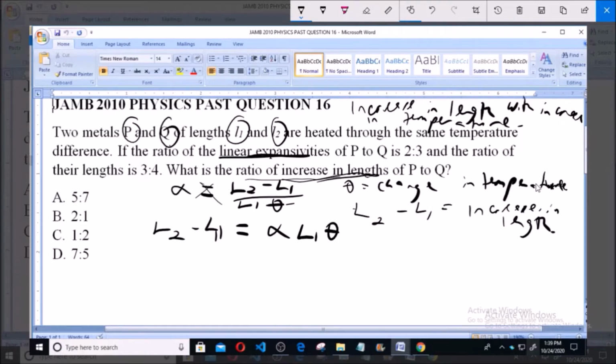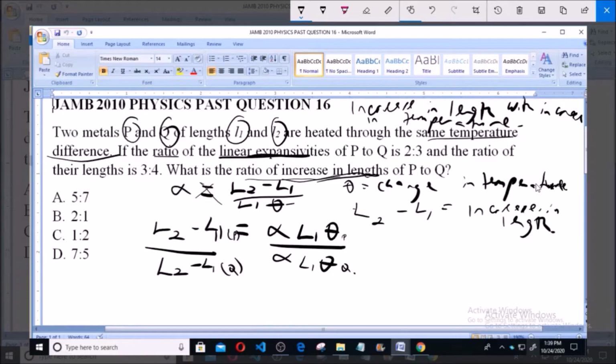Now you are dealing with ratios of two metals here. When you are considering two metals, you'll be considering the first one for metal P and the second for metal Q. So this is obviously for P and this for Q. Now it tells us that the temperature difference, change in temperature, is the same. So if they are of the same value, they will cancel out. This is the formula you would be left with.